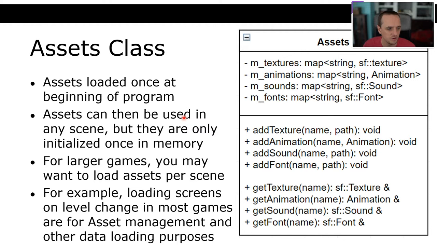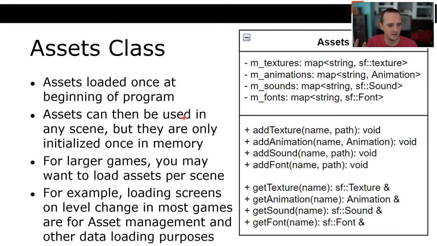Someone said, technically when it's loaded via SF texture, it's already on the GPU. So yeah, if you create an SF texture object, which we're about to get into, once that object is created, there's a pointer to the texture in RAM, so it is still stored in your system's RAM, but it's also uploaded into the GPU's texture memory, and the underlying OpenGL code stores the index in the texture memory where that texture is.